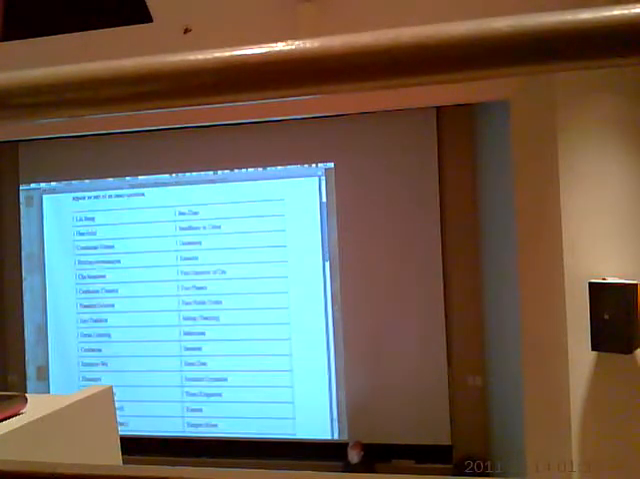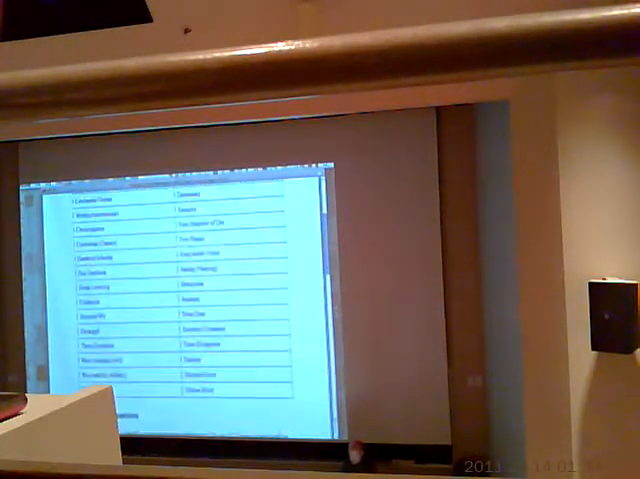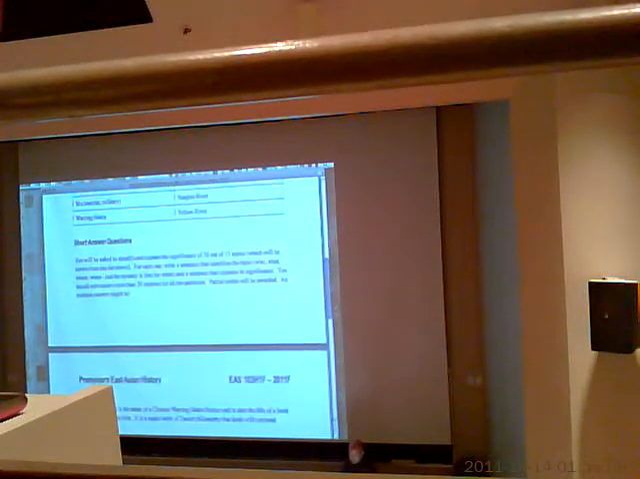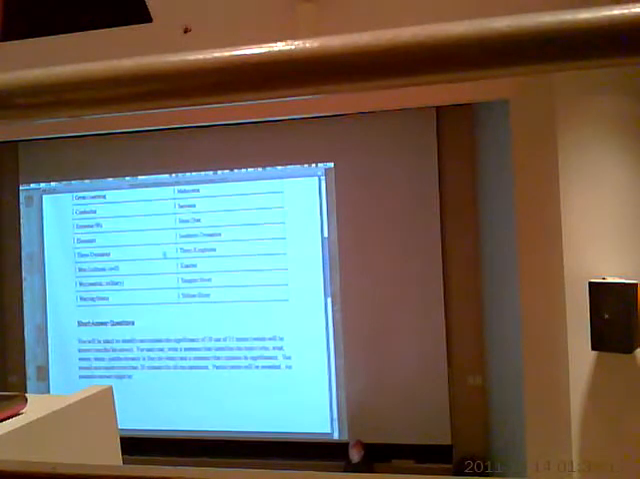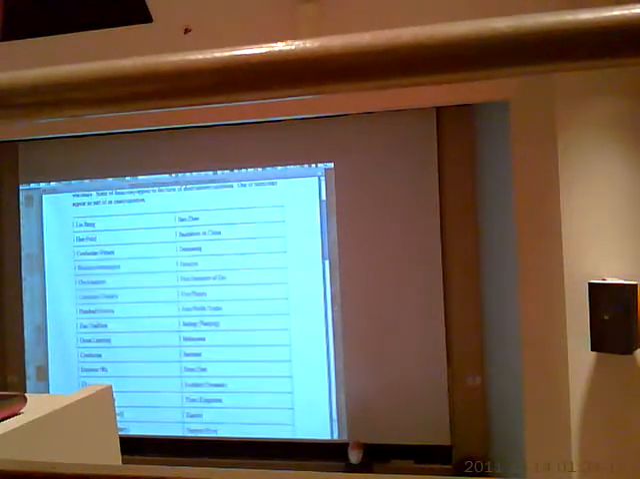So here's the list of topics. They're not in any particular order. And then I'm going to talk a little bit about the format of the test. For the short answer question, you'll be asked to identify and explain the significance of 10 out of 15 topics, and the 15 topics will be chosen from this longer list here.